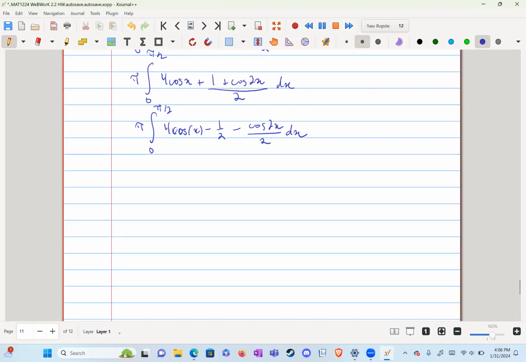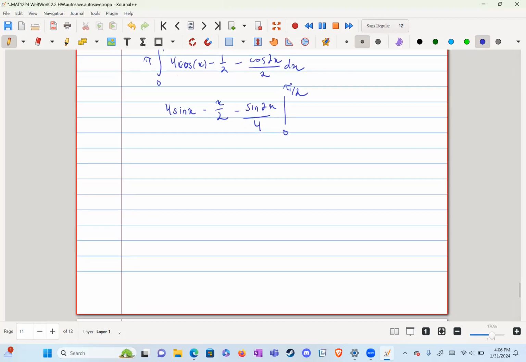Okay, now we can take the integral of this, and it's just trig at this point. So we have 4 sine of x minus x over 2. It's going to be minus sine 2x over 4 from 0 to pi over 2.